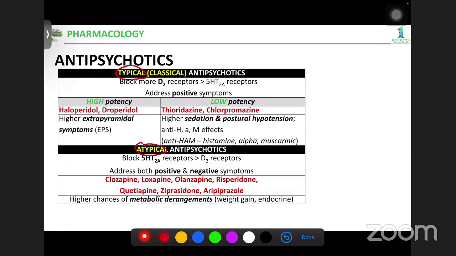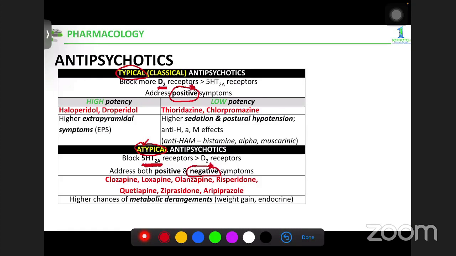So this one naman, for your antipsychotics, you have your typical or classical versus your atypical. So your typical antipsychotics, that's why it's typical, because this addresses your positive symptoms like your hallucination. It blocks more of your D2. That's why it's typical. Why? When the atypical antipsychotics were invented, you targeted serotonin 2A receptors more, therefore also reducing your negative symptoms.